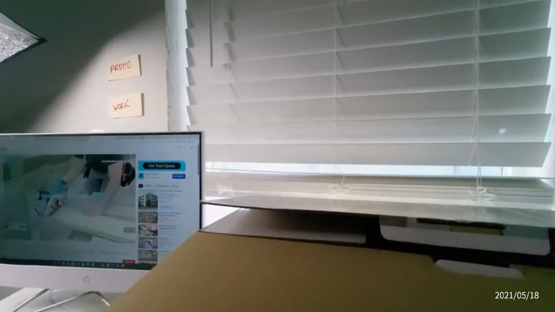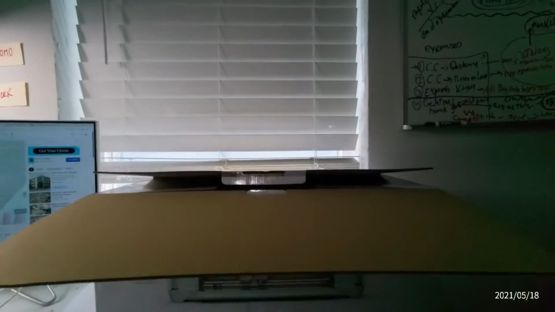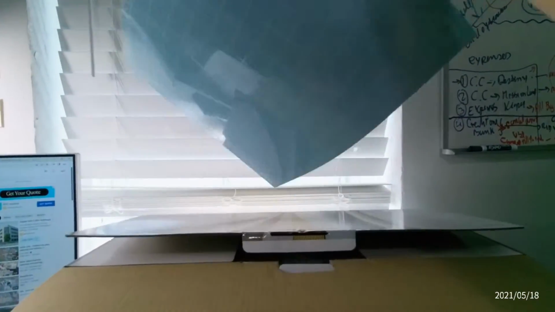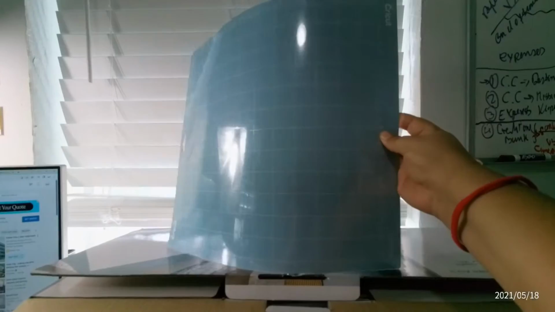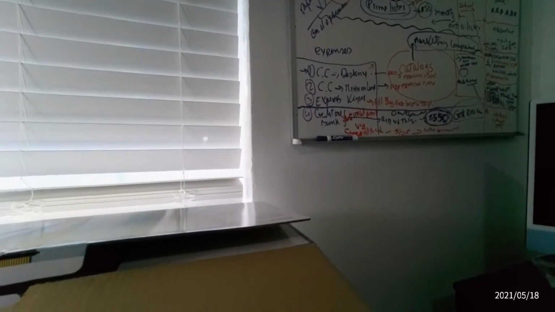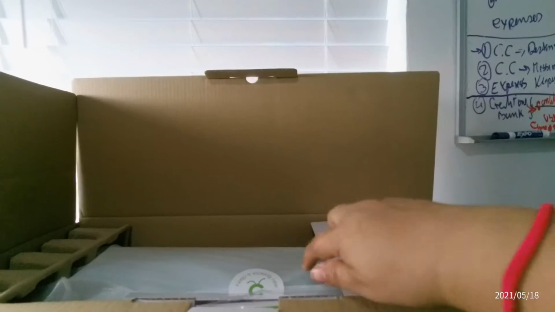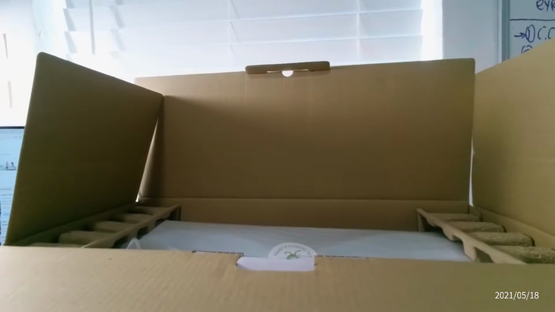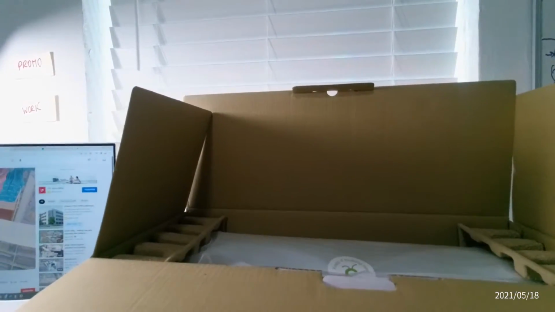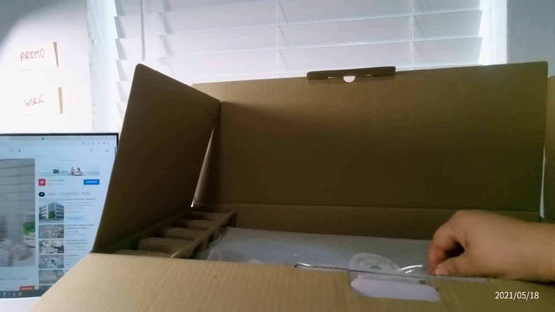So here we are opening the box, and it comes with a blue mat. We actually purchased the green mint Cricut Air Explorer 2, and that's the mat. I'm so excited, and I think we have to peel the plastic. So it comes with the manual or instructions.